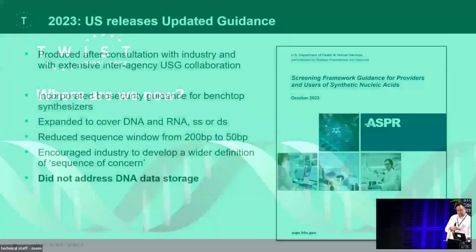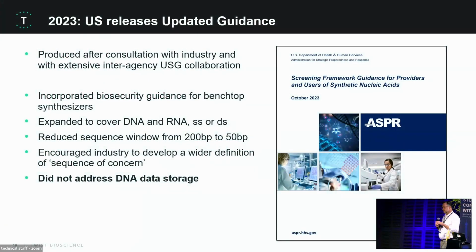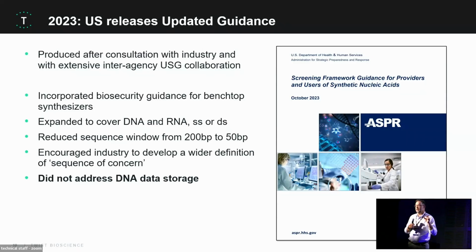So in terms of where we are now, in 2023, Sophie mentioned this, the US updated its guidance. One of the key things that it did was to take, in 2010 it had said if the sequence is smaller than 200 base pairs, don't worry about it. And we just had a question about, well, couldn't you make a virus out of 49 base pairs?